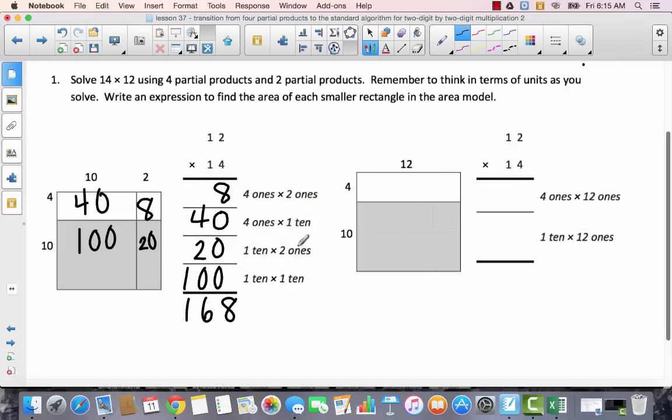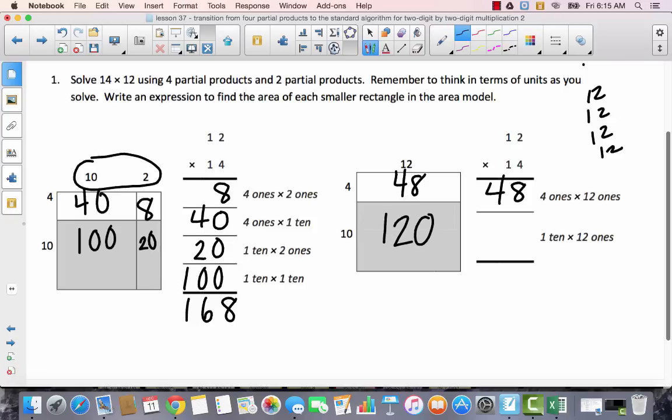This is the exact same problem. The only difference is they did not separate 12. Instead of making it 10 and 2, they kept 12 together. So now we're going to do 12 times 4, which if you didn't know, you could always come over here and say 12 plus 12 plus 12 plus 12. I know that 12 times 4 is 48. And then we're doing 12 times 10. Well, 12 times 1 is 12, and I add my 0, so it's 120. Add it together. I get 168.